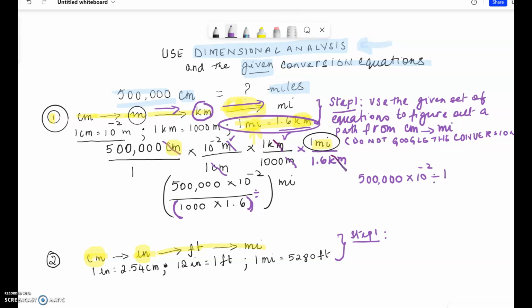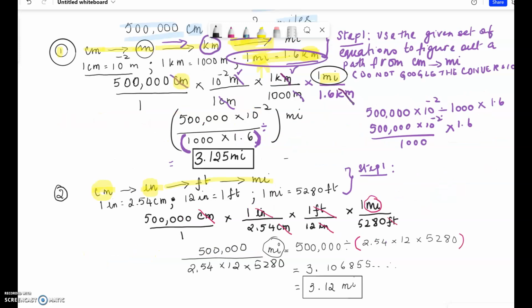If you don't have the parentheses, it's going to say, okay, fine, let's divide by 1000. But then you multiply by 1.6, which means it goes 500,000 times 10 to the negative 2 divided by 1000 times 1.6. And that's not what we want. We want the 1.6 to be in the denominator, and that's when we need to absolutely make sure that we have parentheses. So this is the calculator answer, 3.125 miles. Our final answer is in miles.